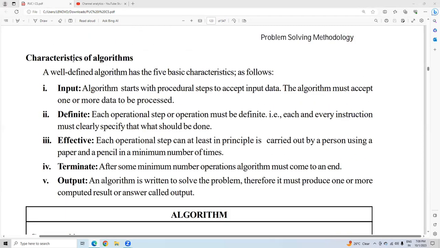So what characteristics will be there? There are 5 basic characteristics. One is input, second one is definite, third one is effective. So here the first one, input, stands for an algorithm starting with procedural steps to accept the input data. First, in the initial stage itself, for that problem solving, what are the inputs required? Inputs means the set of values we are passing, right?